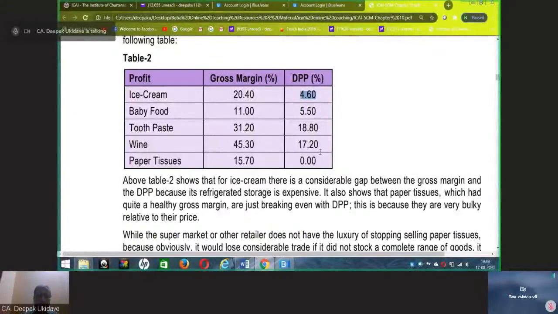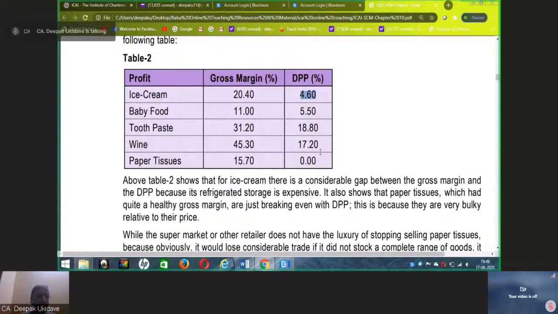That is another. Paper tissues is a high 15.70% margin, gross margin. This dealer is enjoying, but DPP is only 0%. There is no DPP at all. In fact, it is a break even. You can say cost is equal to revenue. There is no margin at all in this tissue paper. See, what happens is tissue papers occupy a lot of space in terms of bulky volume, but margin is very minimal. And therefore, product profitability shows a 0%, but gross margin shows 15.70%.